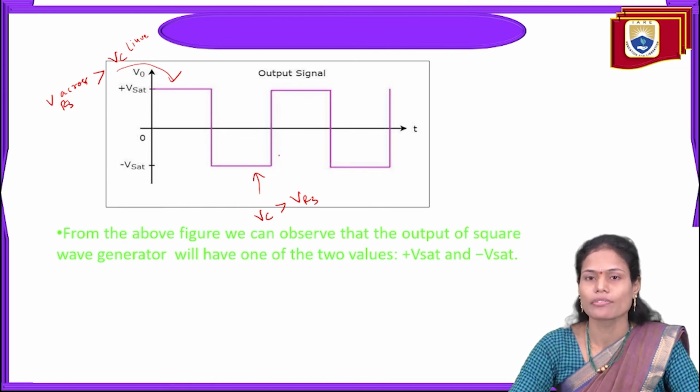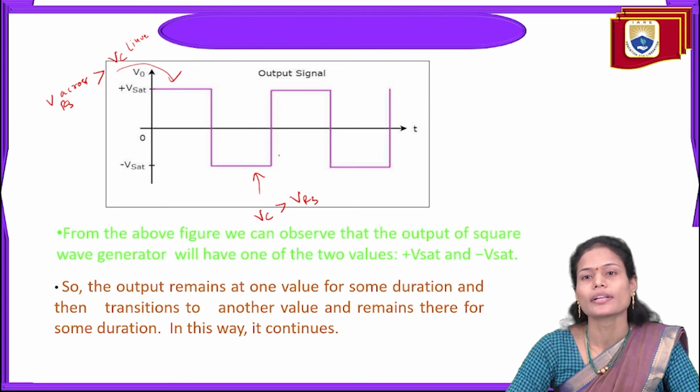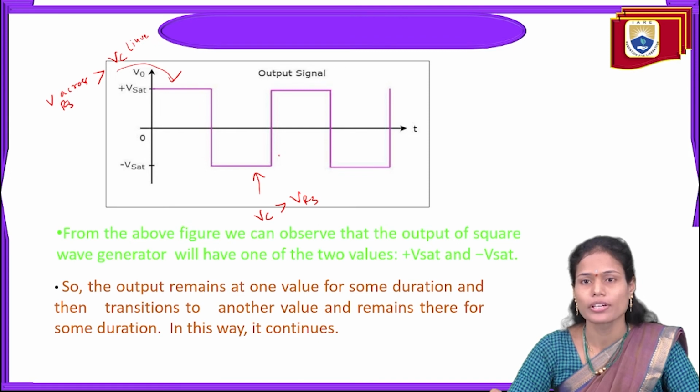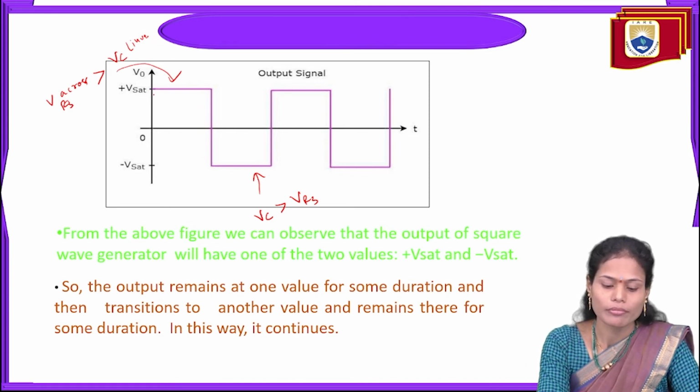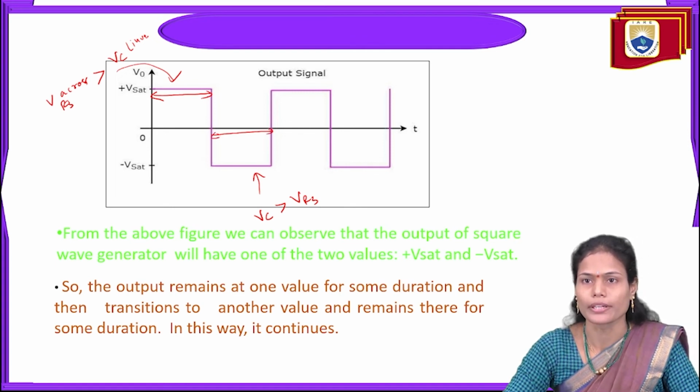From this square wave signal we can observe it is changing from plus Vsat to minus Vsat. The output remains at one particular value for some duration, and after that it transitions to the other value, and again remains in that condition for some duration. During this particular duration from here to here it is at the plus saturation level, and from here to here it is at the negative saturation level of the output. So in this way the square wave generator can generate the square wave signal.